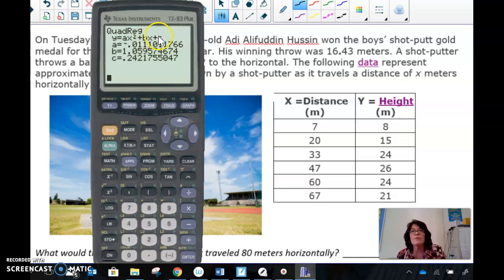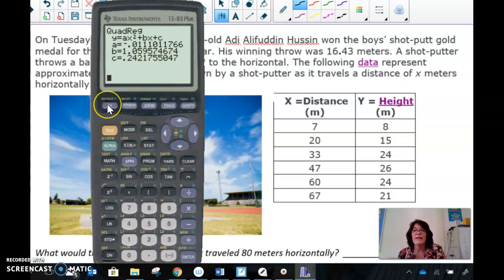Standard form, y equals ax squared plus bx plus c. It's telling us that a is negative 0.0111, and so on, b is 1.05 and so on, and c is 0.2. It gives us very exact a, b, and c, doesn't it? Now, we found our formula. We found a little bit different, we did the vertex form. But I'm going to round these: negative 0.0111, 1.05957, 0.2421755. Close enough. But I want to show you that that's pretty close to this.